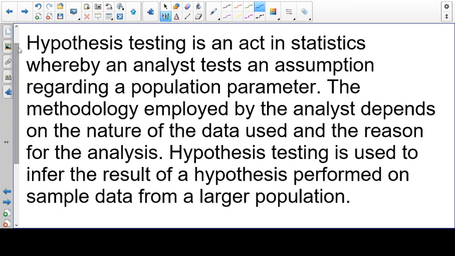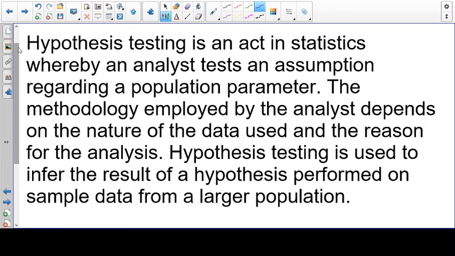So first of all, this is, in general, what is a hypothesis test? A hypothesis test is an act in statistics whereby an analyst tests an assumption regarding a population parameter. The methodology employed by the analyst depends on the nature of the data used and the reason for the analysis. Hypothesis testing is used to infer the result of a hypothesis performed on sample data from a larger population. So what does that mean? Well, a hypothesis is a claim or a statement that you believe to be true.